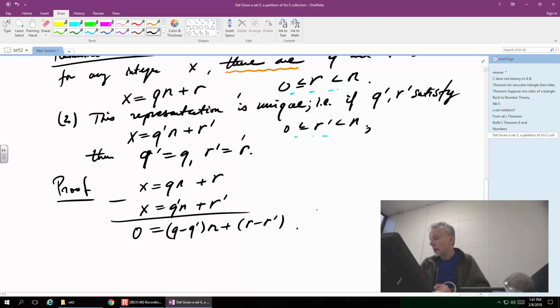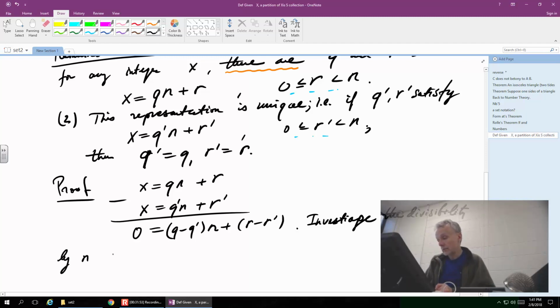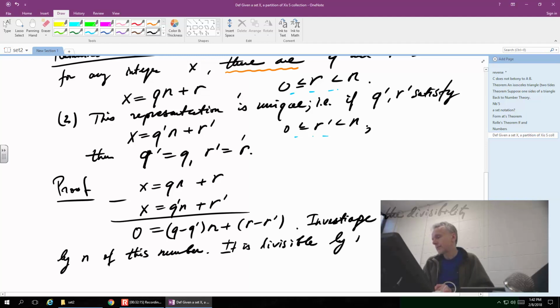Well, here's an idea. Investigate the divisibility by n of this number. Is this number divisible by n? Look at the left-hand side. Yes, it is, because on the left it is 0. 0 is divisible by any number, so yes, it is. It is divisible by n. Okay, so that's on the left, so 0 is.